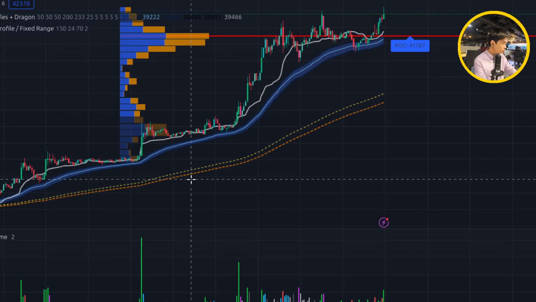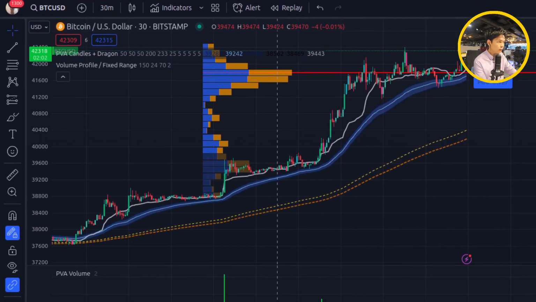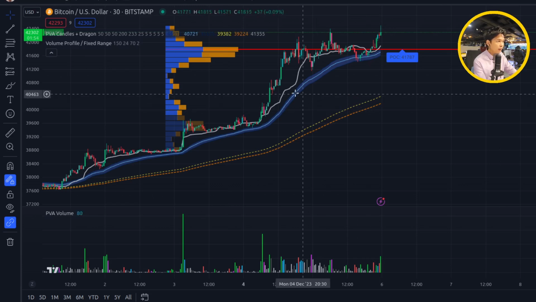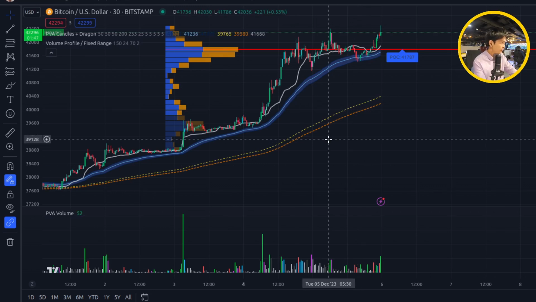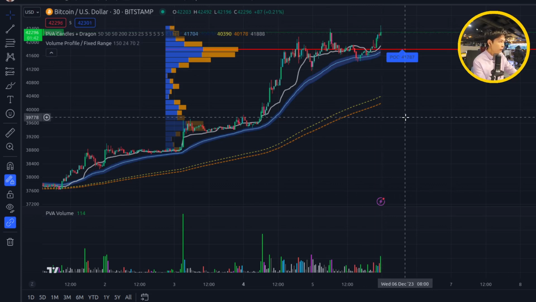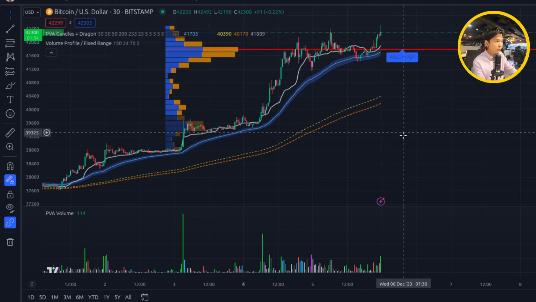So guys, here we are on the 30-minute chart. And as you guys can see, price hasn't come back to the 40,815 level yet. Right now, price is being negotiated at 42,296 US dollars, as you can see. So even on the 30-minute chart, price hasn't come back to that level yet.